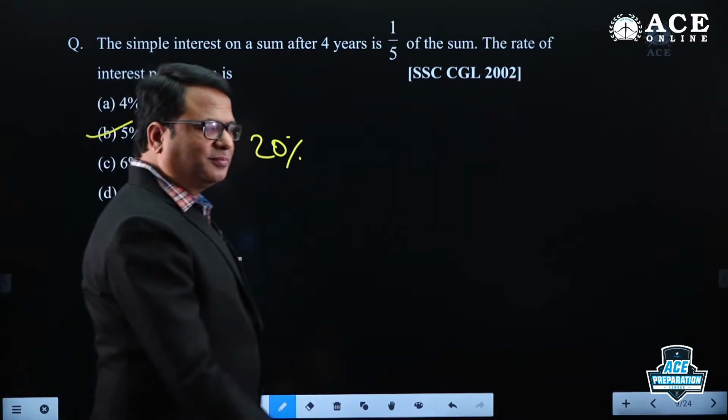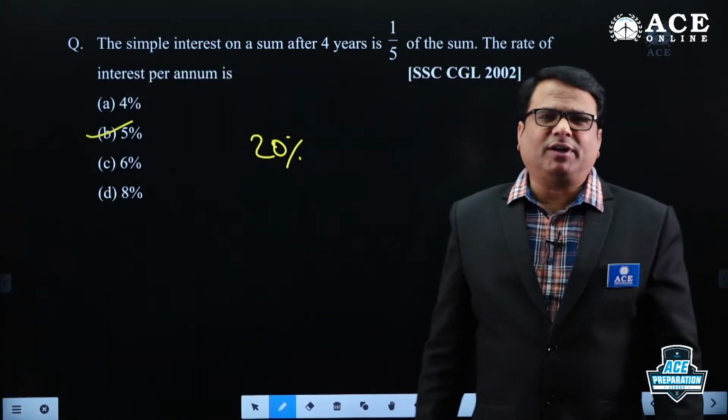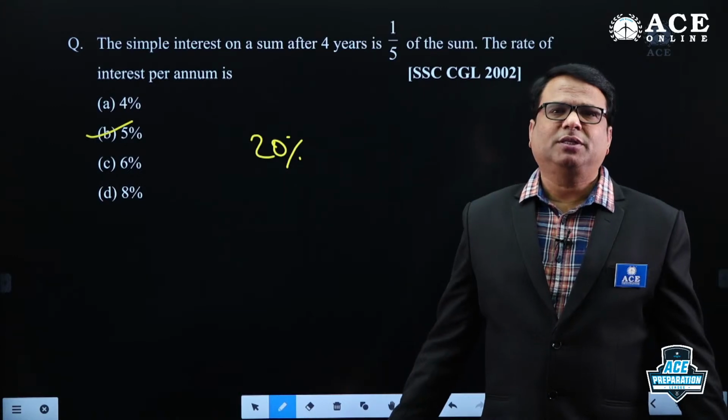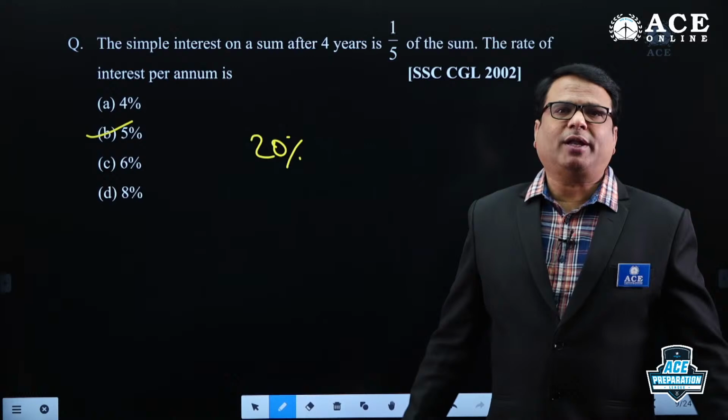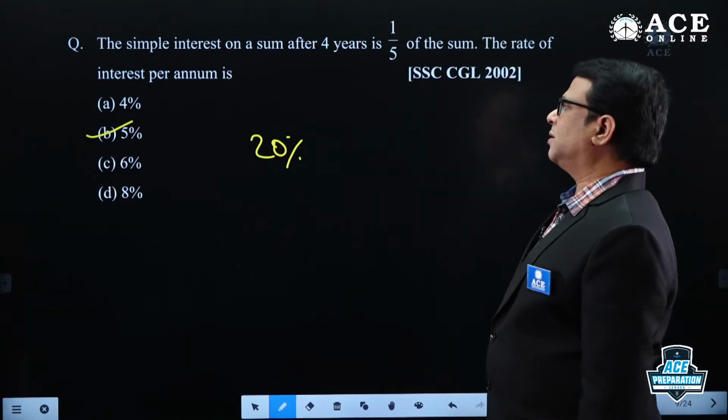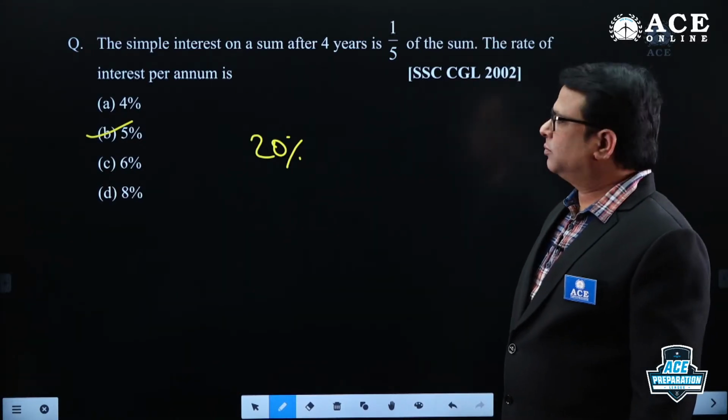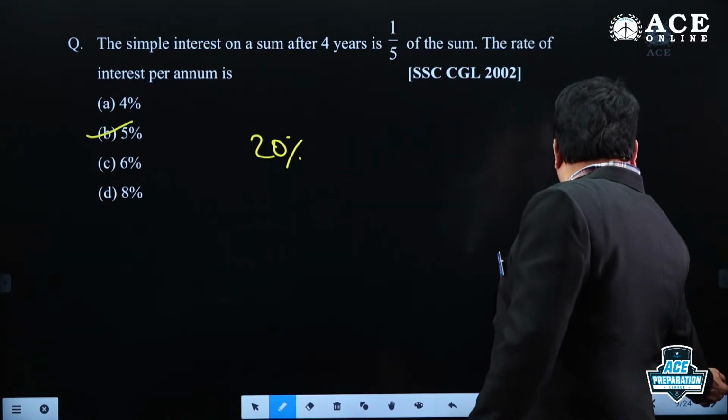Very simple. 1/5 when converted into percentage is 20%. So for 4 years put together, you get 20%. So for 1 year, you get how much? 5%. So the answer is 5%. Okay, right. Next question.